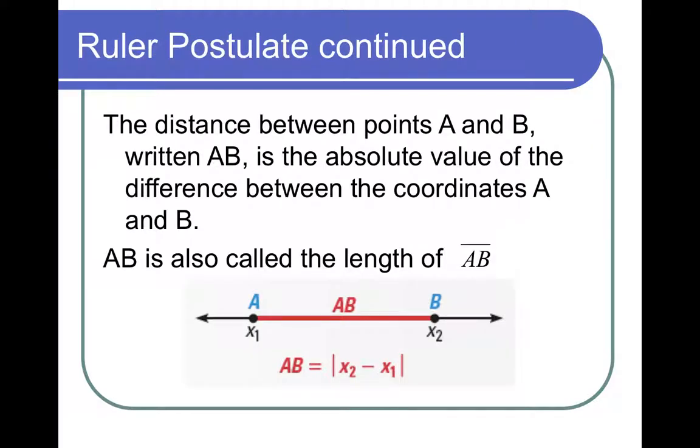The second part is actually figuring out the distance. The distance between points A and B, written as AB, is the absolute value of the difference between the coordinates of A and B. The absolute value, so therefore it's positive. That makes sense: I am 12 feet away from Dwayne, and Dwayne is 12 feet away from me. We wouldn't say that Dwayne is negative 12 feet away. We're both 12 feet away, so the absolute value always makes it positive.